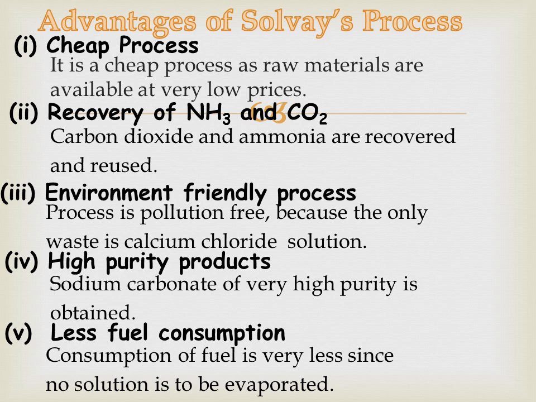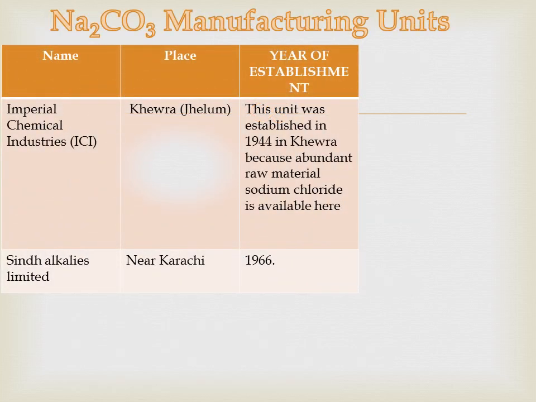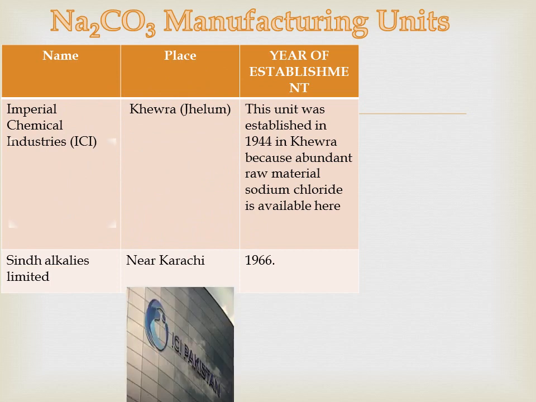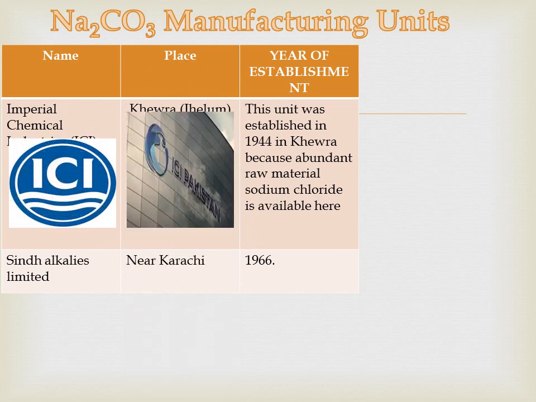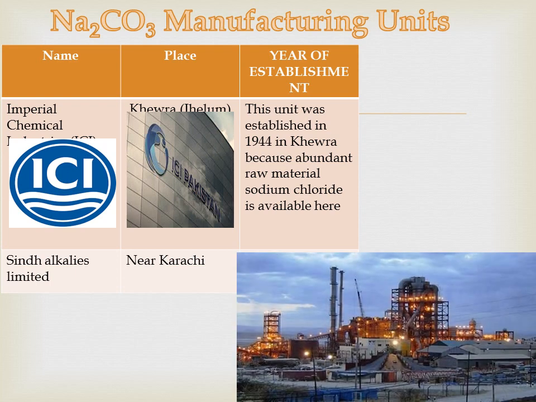When we talk about its manufacturing units, we come across one most important thing. One is ICI, which is Imperial Chemical Industries, in Kheura, Jhelum. As you know, in Kheura you have a rich supply of sodium chloride, so that unit is very successful over there. The unit was established in 1944 in Kheura, because abundant raw material is there. And the Sind Alkalies Limited, which is near Karachi, was established in 1966.